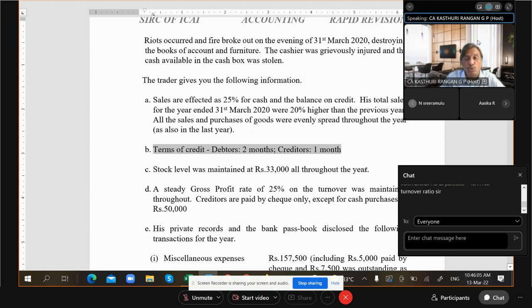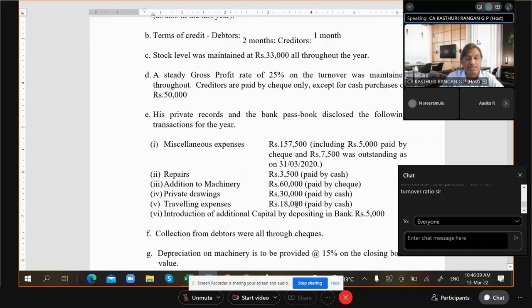Stock level was maintained at 33,000 all throughout the year. So opening stock is 33, closing stock is also 33. That is what is given in the question. A steady GP rate of 28% on turnover was maintained throughout. So same as the earlier problem. If sales is 100, profit is 25. Creditors are paid by check only except for cash purchase of 50. In the earlier problem, no cash purchase, but in this problem, cash purchase is there, but the payment to creditors are paid by check only.